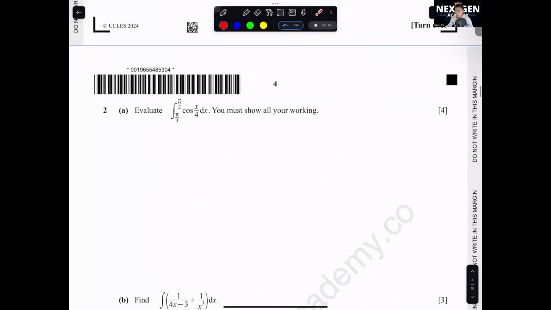Okay, let's go to number 2. Evaluate, integrate pi over 3 to pi over 2 cos x over 4 dx. You must show all your working. Okay, integration of cos.